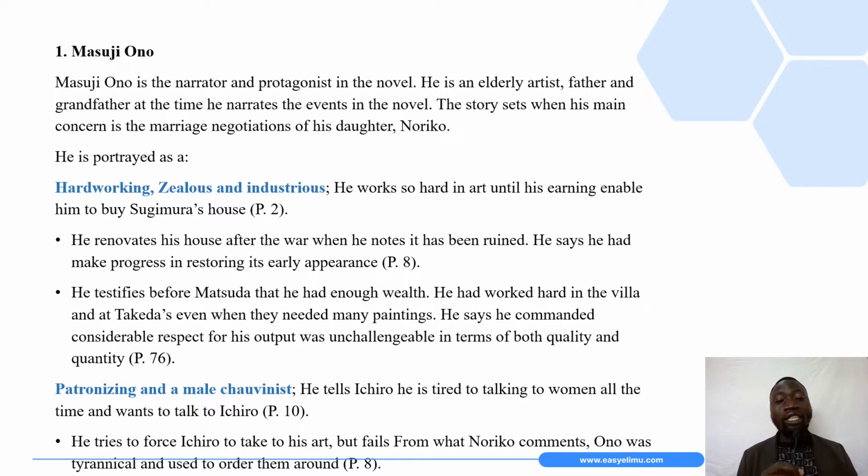Ono is hardworking, zealous, and industrious. This is so because we are told that he works so hard in art until his earnings enable him to buy Sugimura's house. The Sugimura's house was sold to him simply because of his hard work and also the respect that the Sugimuras had for him.